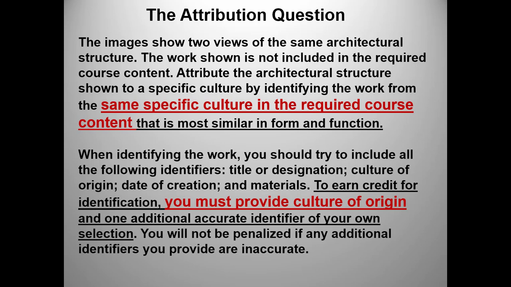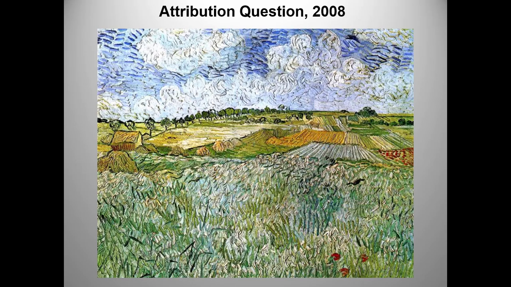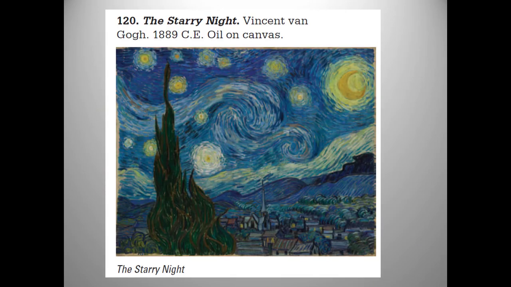Sometimes, by the way, you will be asked to identify the artist or architect rather than the culture. This is much more likely to happen when the College Board chooses for its attribution essay a Western work by a well-known artist. So this was the image on the 2008 attribution shorter question from the old curriculum. Who's the artist and what is our required work? Think back to your summer work. You should get so lucky, right?